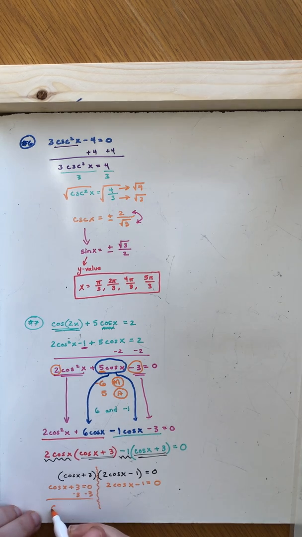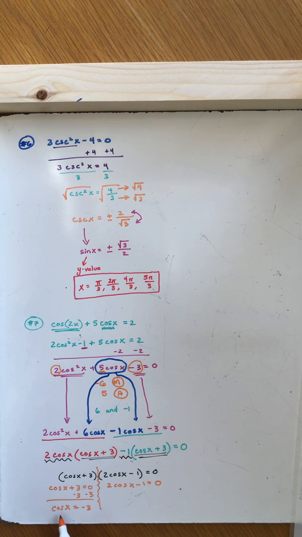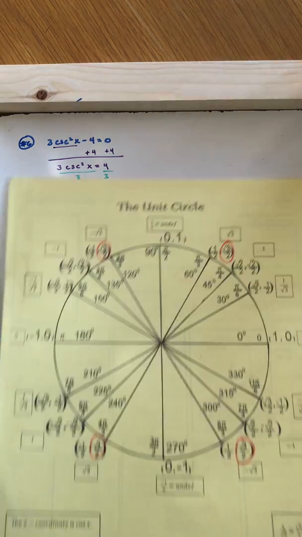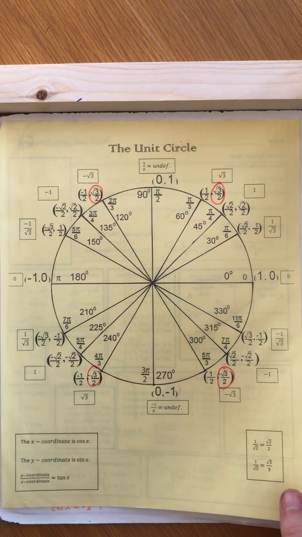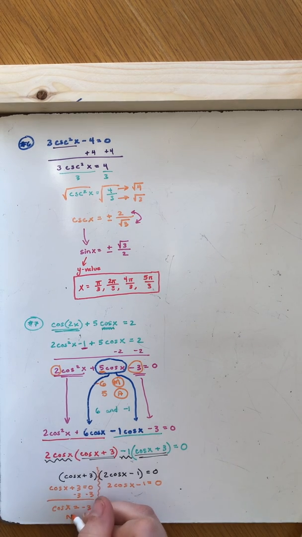Subtract 3 on both sides. This is asking me where the x-coordinate is equal to -3. That never occurs on the unit circle. So there's no values of x that work.